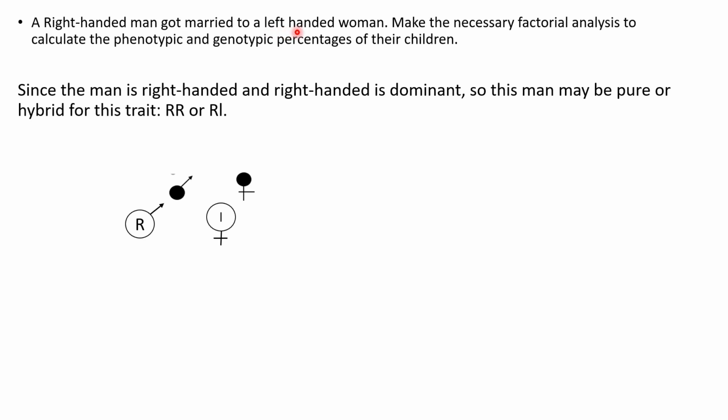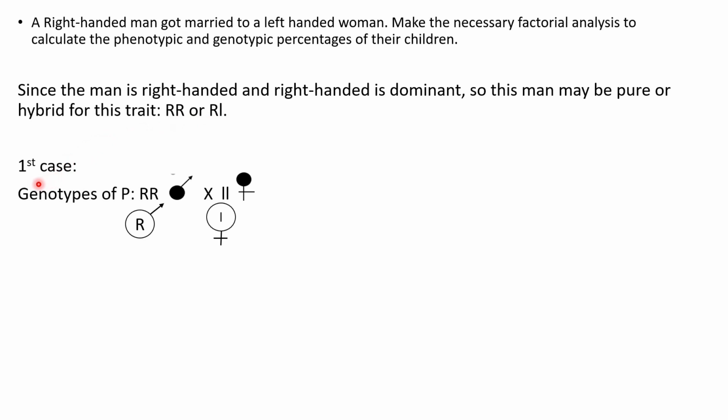But what about the man? Since I have two possibilities and they haven't determined whether this man is pure or hybrid, I'm going to deal with two cases here. In the first case, I'm going to consider that the man is RR, which is pure. And in the second case, I'm going to consider that the man is heterozygous RL, since they haven't determined whether he is pure or hybrid.